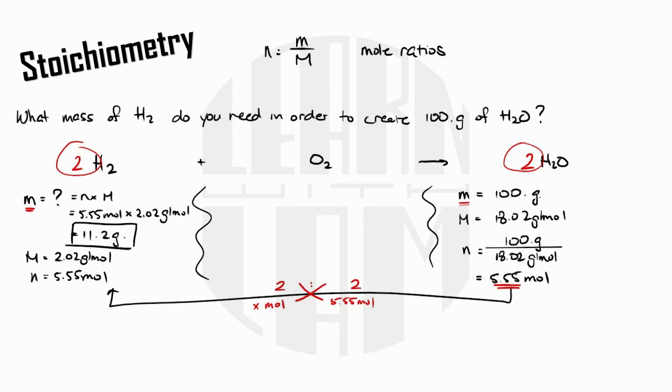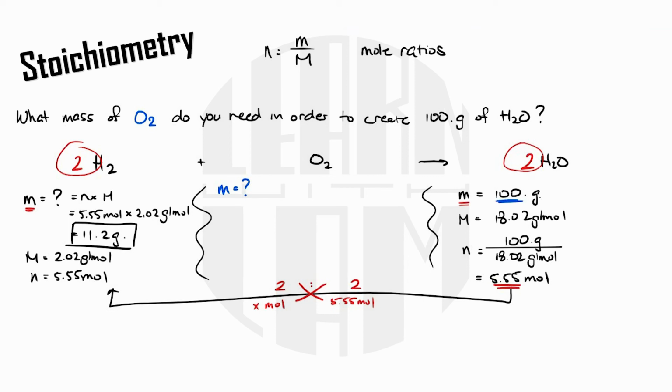Another great thing about doing stoichiometry this way is that we can easily switch over to another question using the exact same setup. For example, what if there was a second part of the question asking what mass of oxygen you need to create 100 grams of water? Well, all I have to do is edit my roadmap, place the unknown mass in the oxygen column, and we can repeat the whole process.